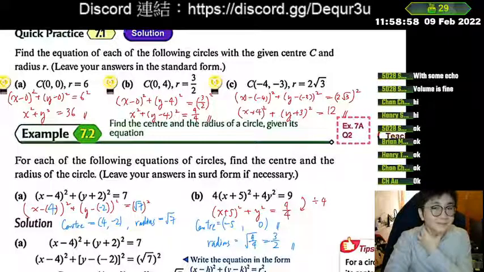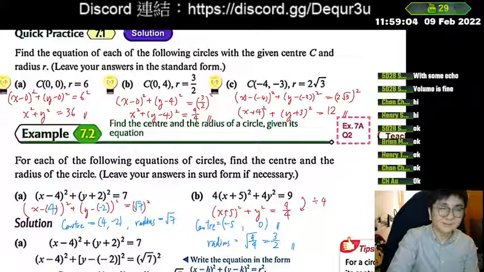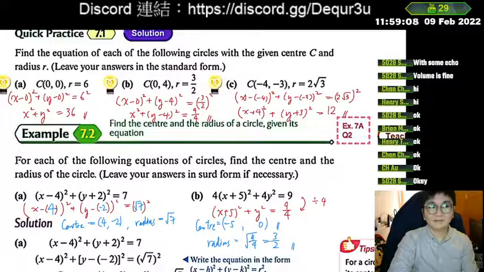Is it okay? Is it okay up to now? It's about circle equation and the two different kinds of uses, how to write down the equation and also how to get information from the equation.